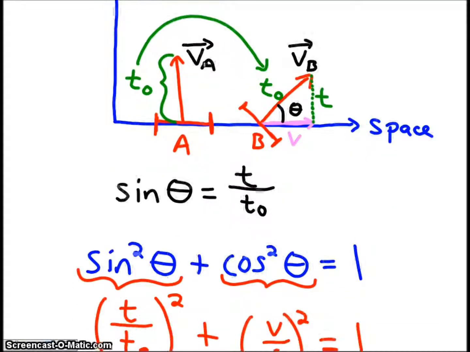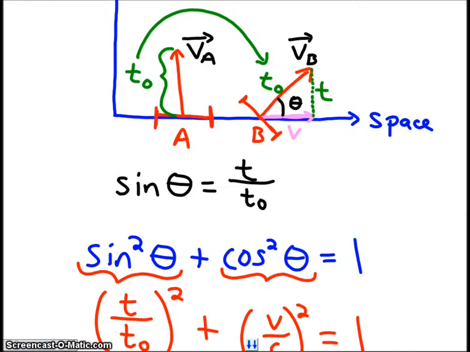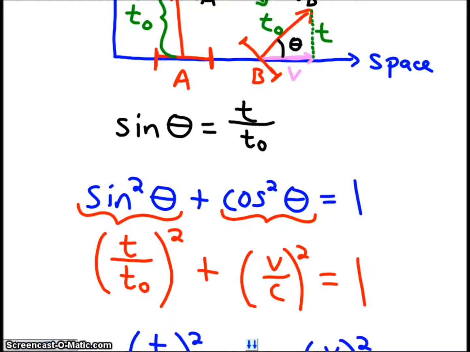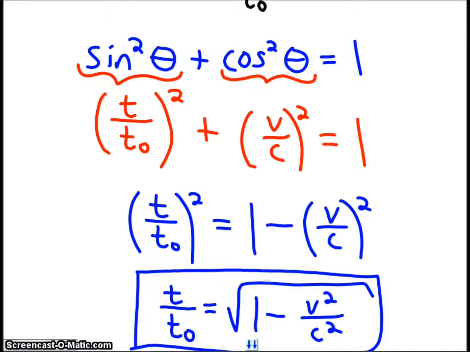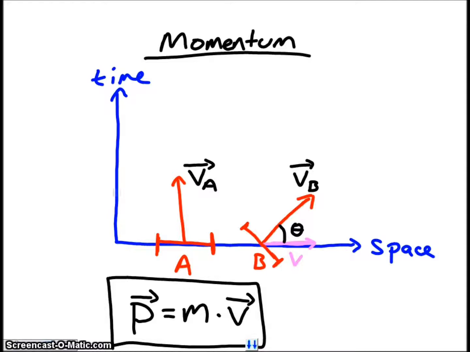And again, using sine squared theta plus cosine squared theta equals 1. For sine theta, we're plugging in T over T sub 0. For cosine theta, again, we're going to plug in v over c. And again, you solve for the ratio there, and you end up getting that T divided by T sub 0 is equal to the square root of 1 minus v squared over c squared, which again describes the time dilation of special relativity. Okay, so let's take a look at momentum.